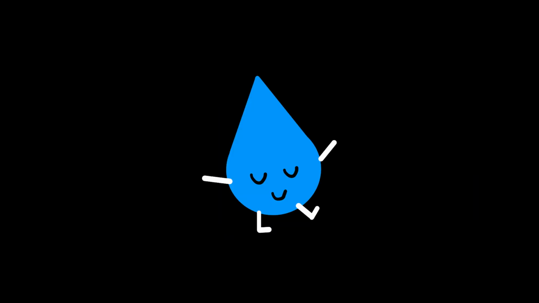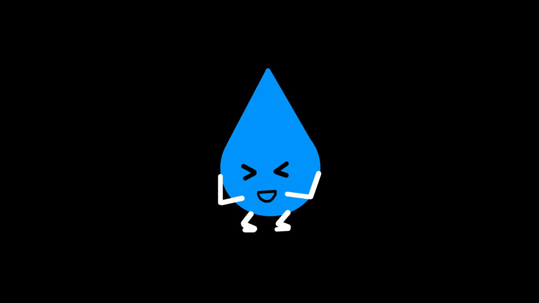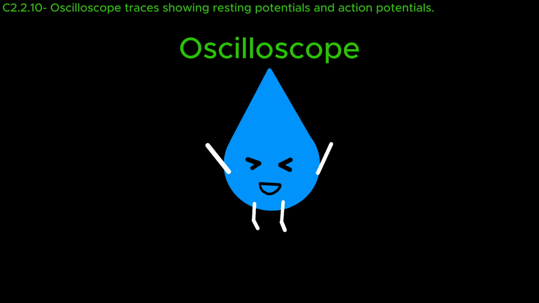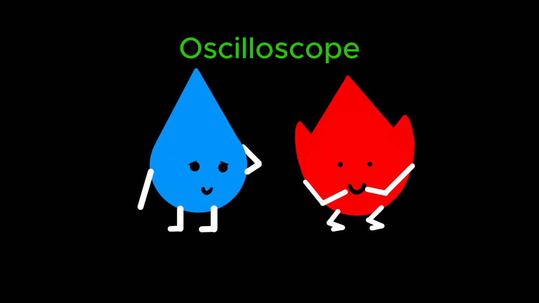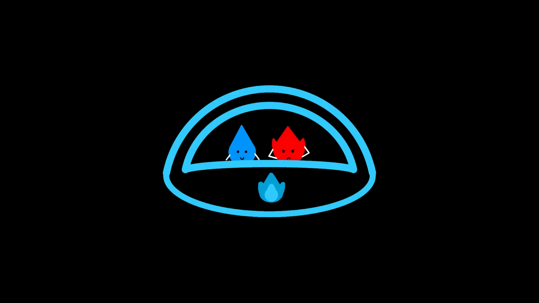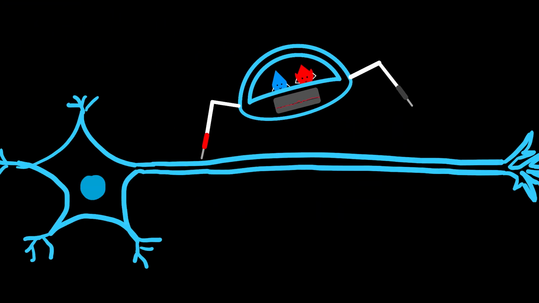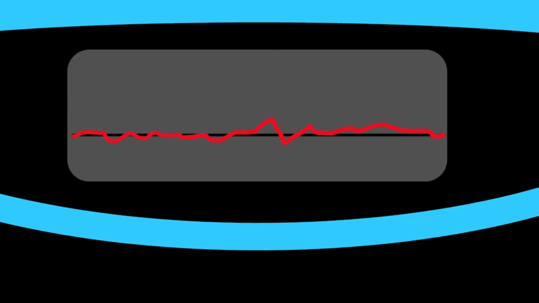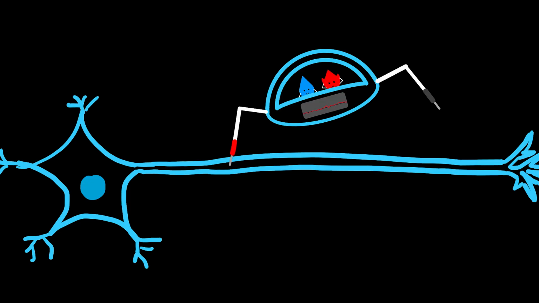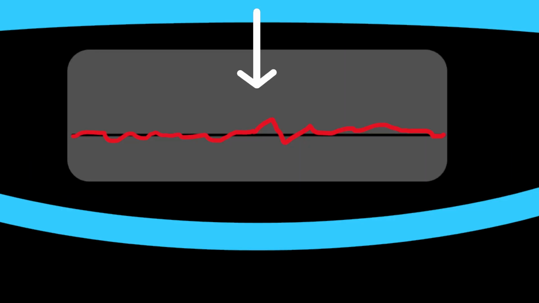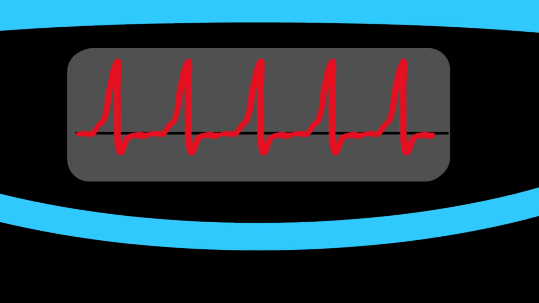Oh. Let's look at the changes in membrane potential using an oscilloscope. What? An oscilloscope helps us see the change in membrane potential over time. Look, when a neuron is not stimulated, the membrane potential is constant at -70 millivolts. When there is an action potential, you can clearly see that the membrane potential increases and then decreases. Cool.